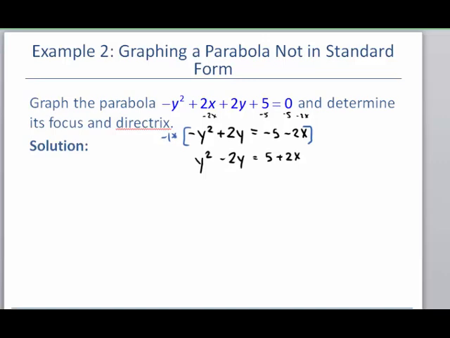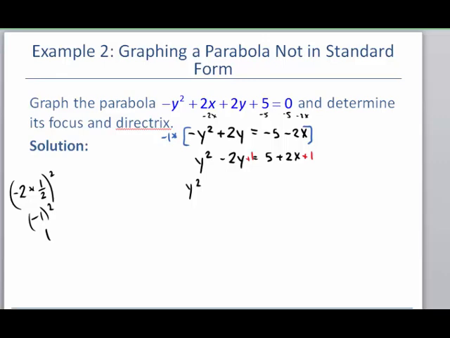Now I'm going to complete the square on the y's. So remember, completing the square means you're going to take your middle term, which for us is going to be a -2. You're going to multiply that by a half and then square. So half of -2 is -1. -1 squared is 1. And so I can add in a 1. I'm going to squeeze it in right here and also on the other side.